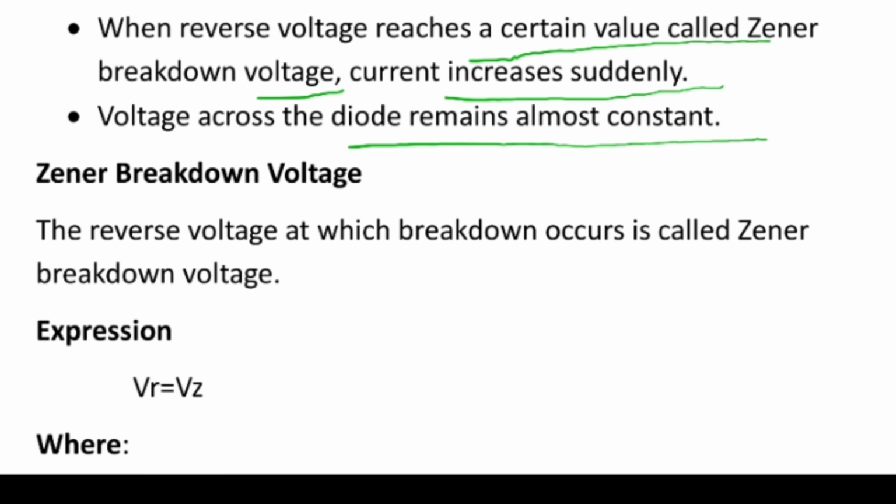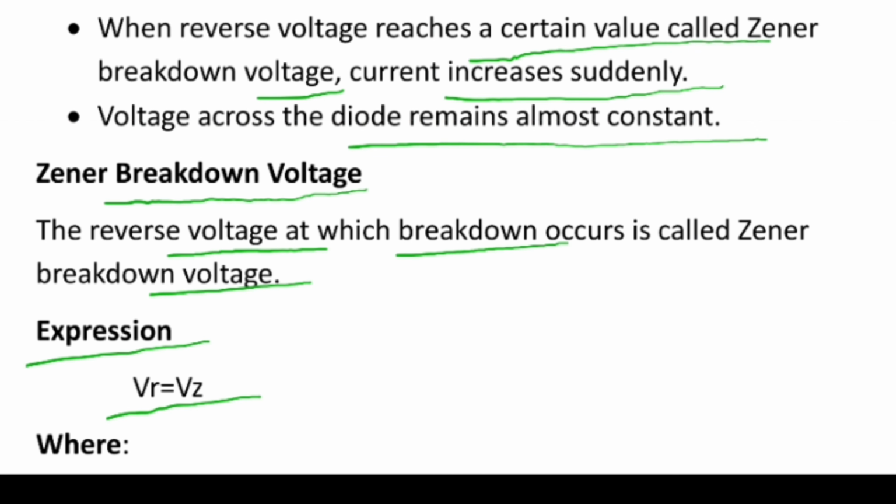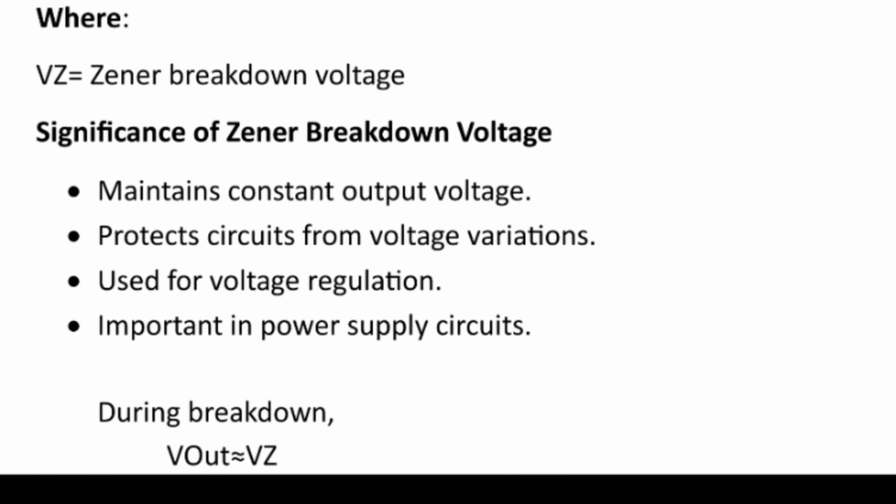The Zener breakdown voltage is nothing but the reverse voltage at which breakdown occurs. The dotted line represents where breakdown occurs, and that we call the Zener breakdown voltage. The expression you can write is VR equal to VZ, where VZ is the Zener breakdown voltage.